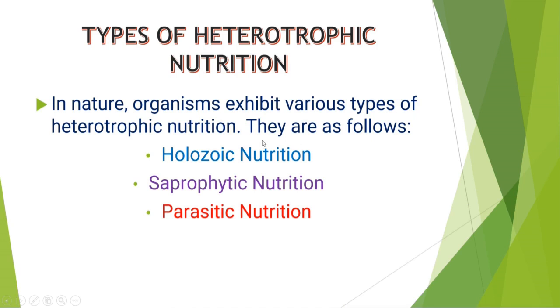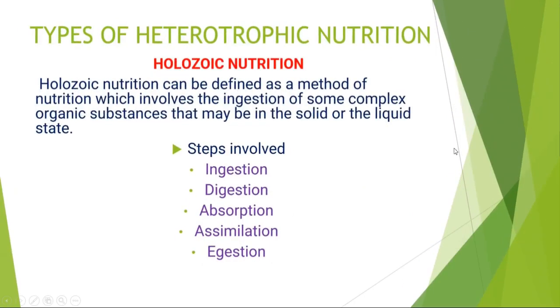So, types of heterotrophic nutrition. First one is holozoic nutrition, second one is saprophytic nutrition, third one is parasitic nutrition. Total 3 categories we will discuss in detail in the following slides. So, let's start with holozoic nutrition.